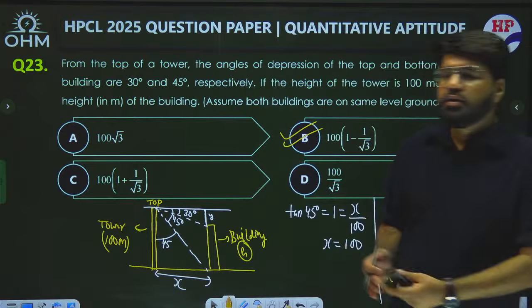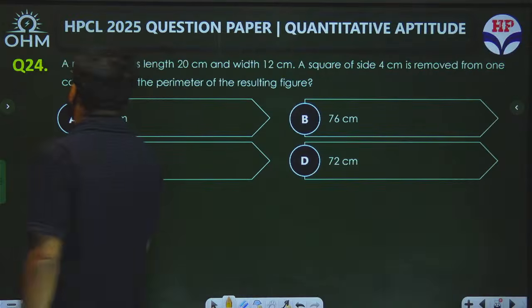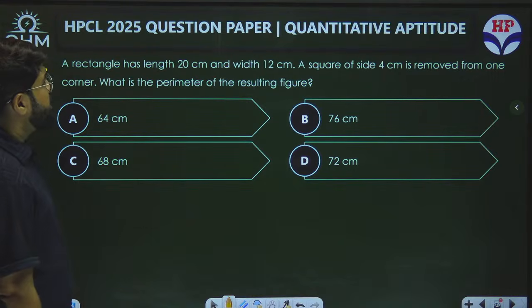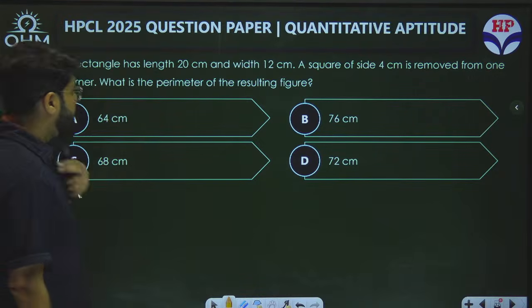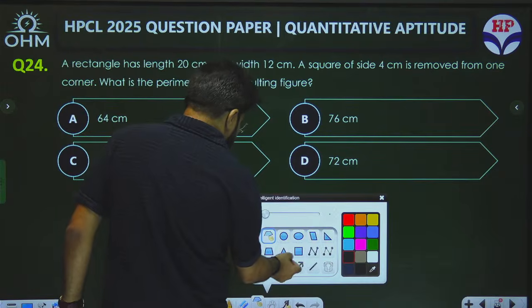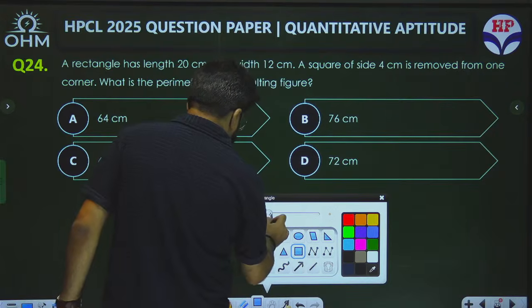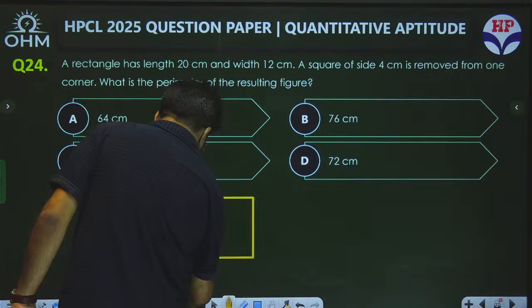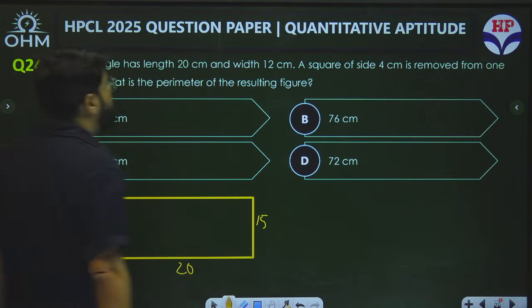Okay, done. Next question, 24. A rectangle has length 20 and width 12. A square of side 4 centimeter is removed from one corner. What is the perimeter of the resulting figure? Simple geometry illustration, nothing more. First, I will take a rectangle whose length is 20 and width is 12.